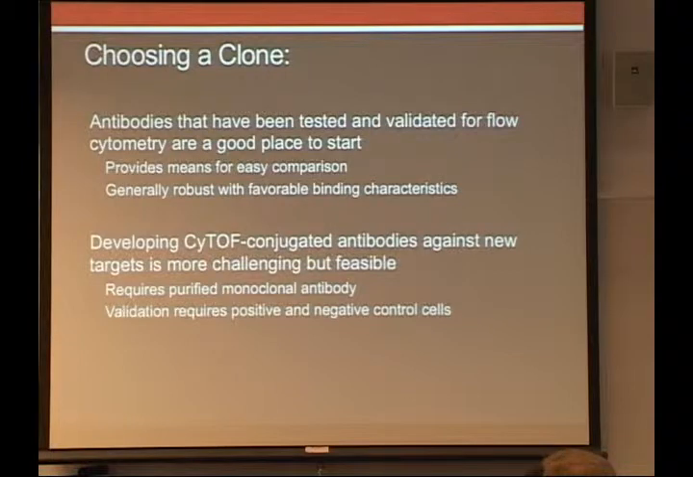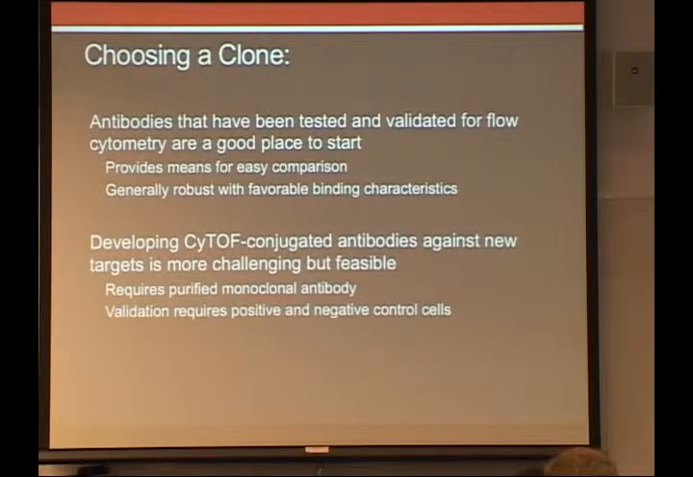And secondly, that these clones are generally robust. They have to be conjugated to fluorophores, and they have binding characteristics that are favorable for these sorts of experiments with high specificity as well as reasonably high affinity. That said, it is possible to develop antibodies against targets for which there are not commercially available flow cytometry antibodies. And as you'll see through the talks later this afternoon and into tomorrow, it's been done before.